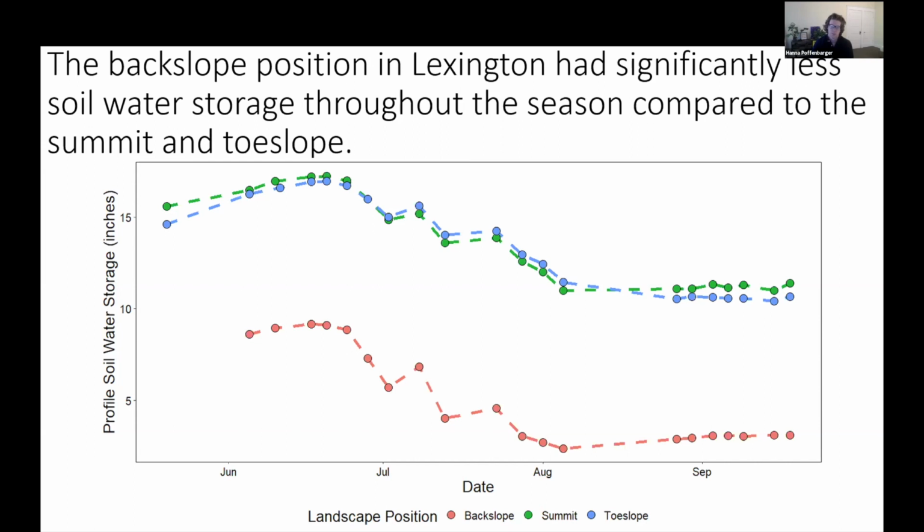And while we don't have the same data for our Glendale site, based on our observations throughout the season, it seems that landscape controls on soil water distribution played a major role in dictating yield there as well.